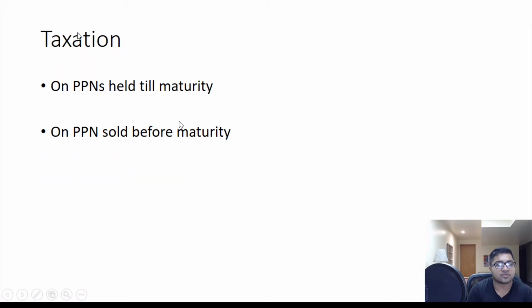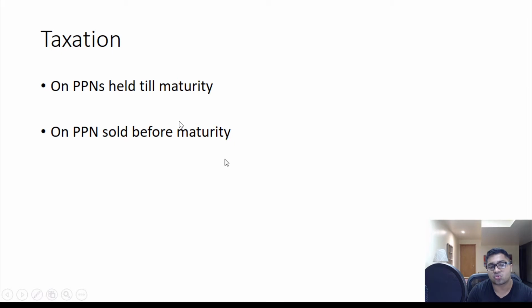Now this is important for the exam: PPNs that are held till maturity. PPN has a good secondary market, so they can be sold there. You can buy a PPN, and if the index goes up, the value of the PPN also goes up, and if you can find a buyer in the secondary market, you can sell it before maturity. If PPNs are held till maturity, the entire income that they generate is treated as interest income. Interest income in Canada is taxed 100%.